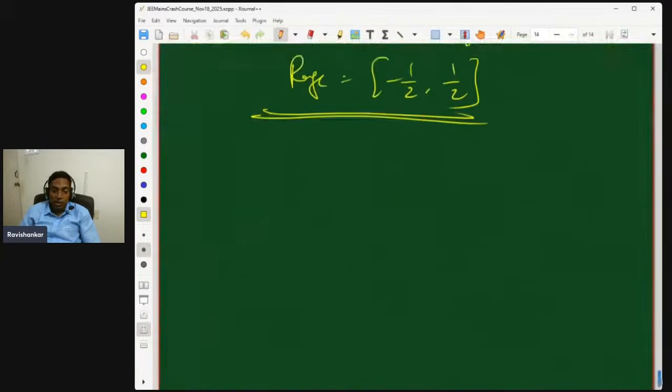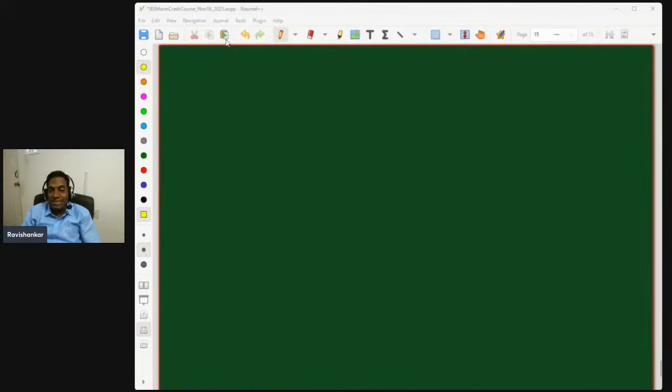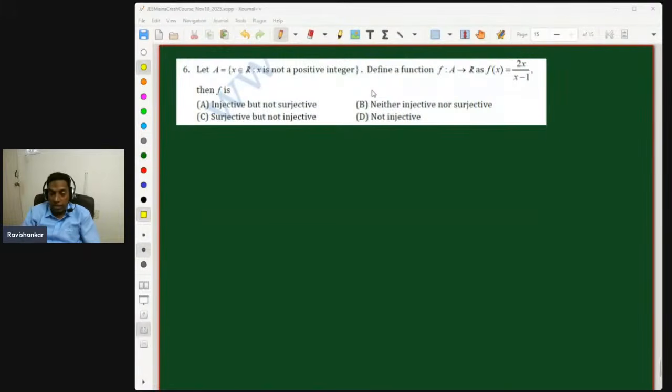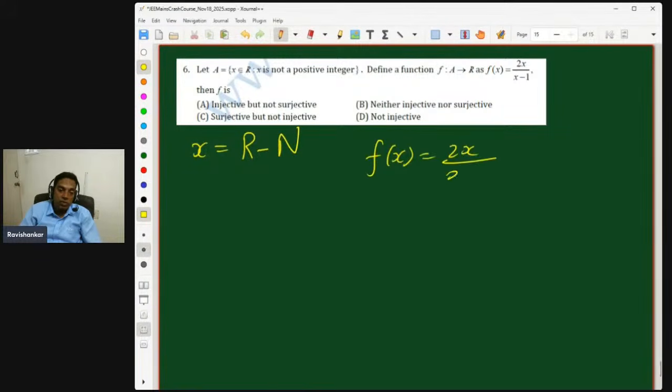Okay. Now let's move on to question 6. Here you have to find out whether the function is injective, surjective, etc. and what combination. So here A is x, x is not a positive integer. So x is all real numbers minus natural numbers. Positive integer means natural numbers. F of x is given as 2x by x minus 1. And f is from A to R.